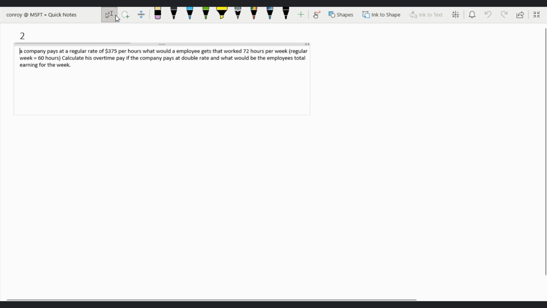On our second question, it says a company pays at a regular rate of $3.75 per hour. What would an employee get that worked 72 hours per week, where the regular week is equal to 60 hours? And we have to calculate the overtime pay if the company pays at double rate, and what would be the employee's total earning for the week.